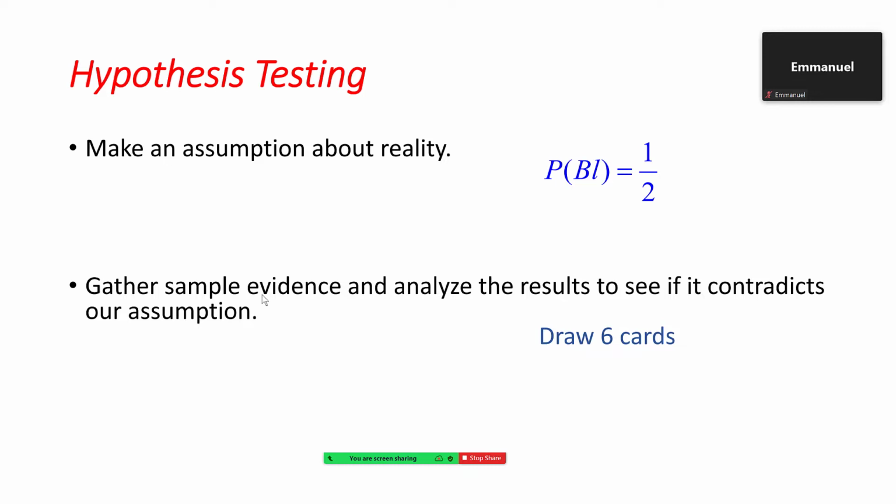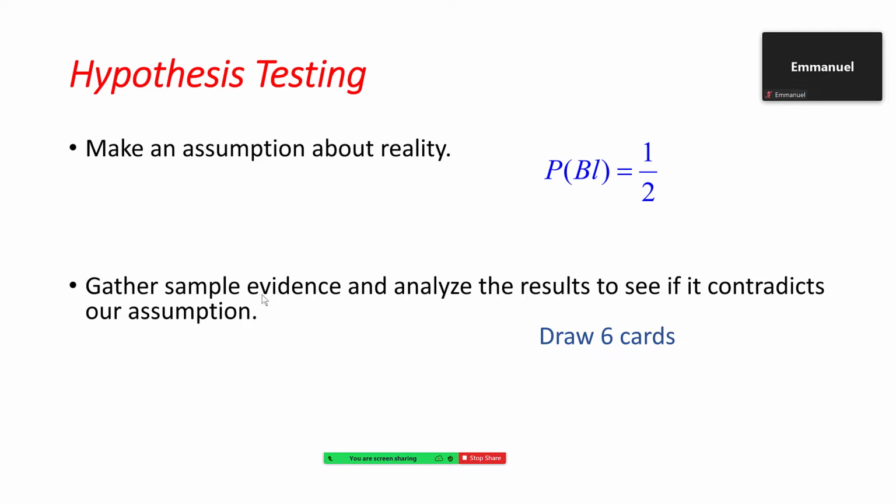What we do is we make an assumption about reality. We assume something's going to be true, usually based on previous evidence or information. Then we are going to gather sample evidence and analyze the result to see if it contradicts our assumption.